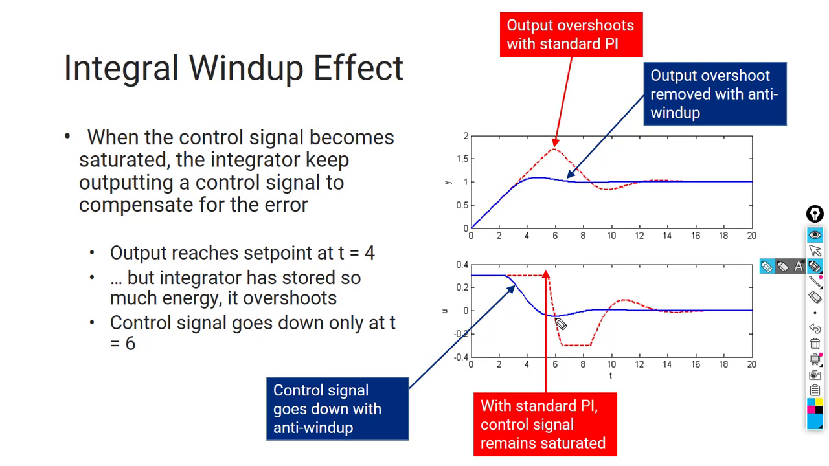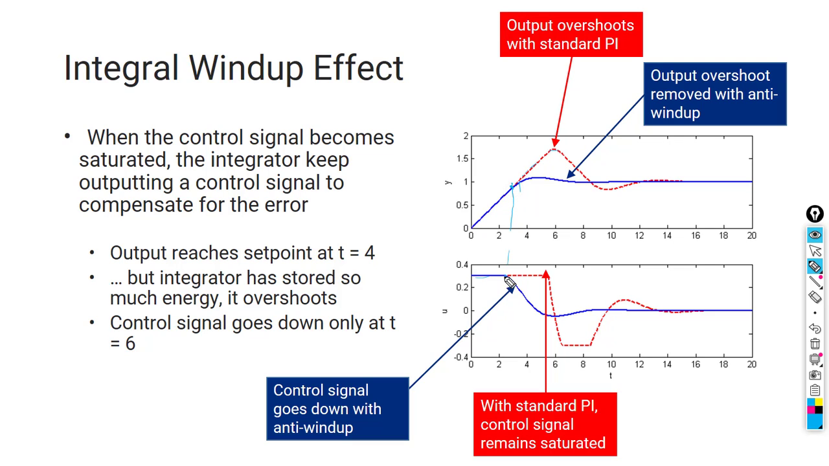That's my dashed red curve, without the anti-windup effect implementation. Anti-windup is not implemented, so when I reach the set point, I keep overshooting, then I return back. But if I implement anti-windup, the control signal is saturated, right? But once I reach here, I reach the set point.